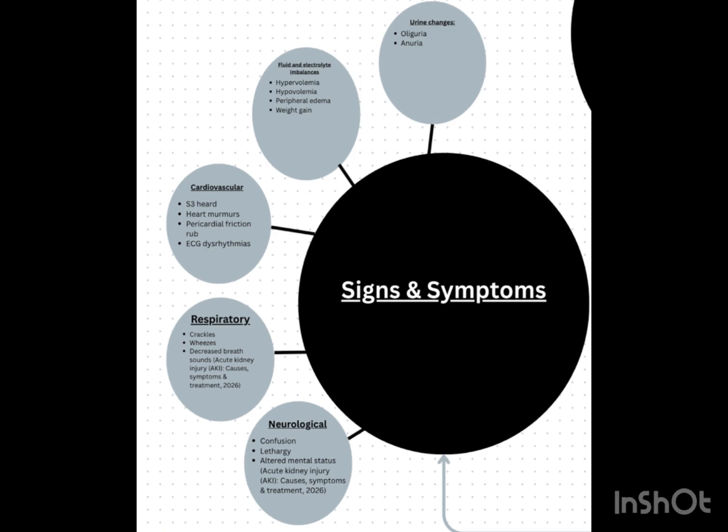Neurological, uremic toxins and electrolyte shifts can result in confusion, lethargy, and altered mental status. This is because when the kidneys fail to filter urea or creatinine, these waste products cross the blood-brain barrier and cause uremic encephalopathy. I can't pronounce it, so I apologize. But anyway, it dulls the cognitive function.